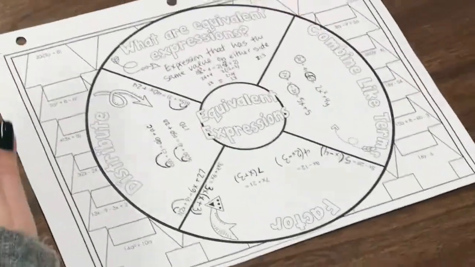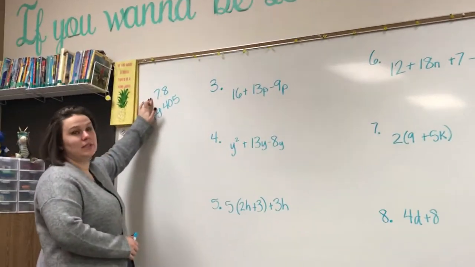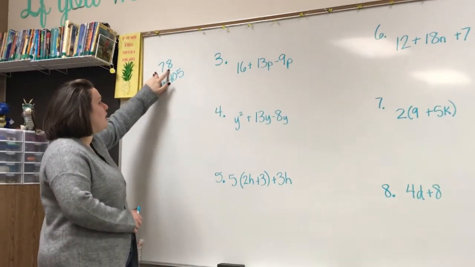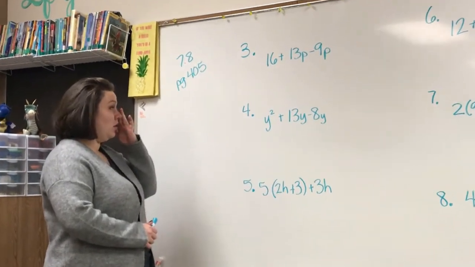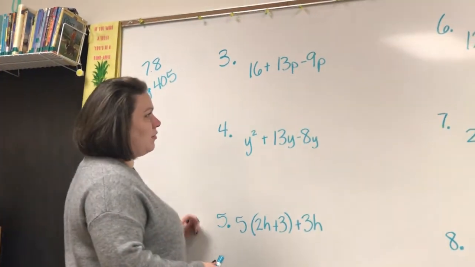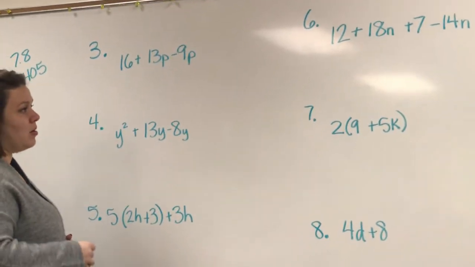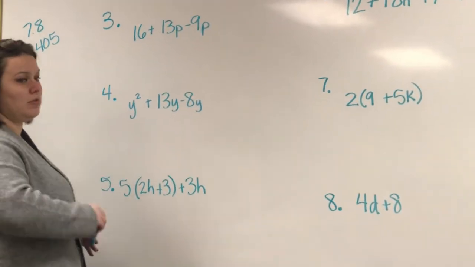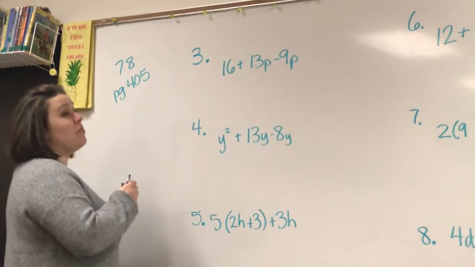Okay, now we're turning over to the book. We are on lesson 7.8, page 405 in your book. And on problems 3, 4, 5, and 6, we are just combining like terms. Problems 7, 8, and 9, we have to do the distributive properties or the jumping or something else.